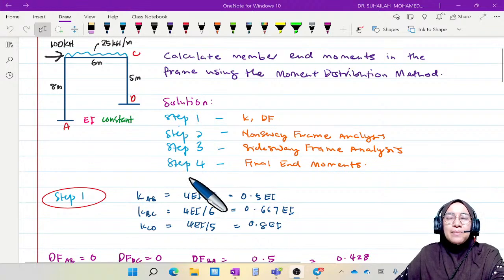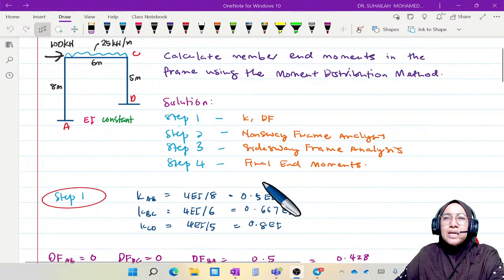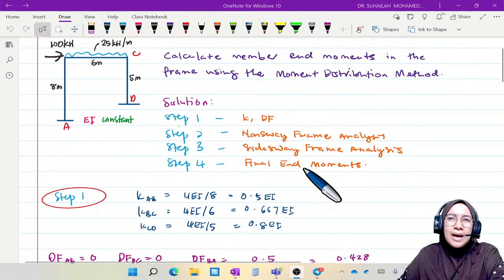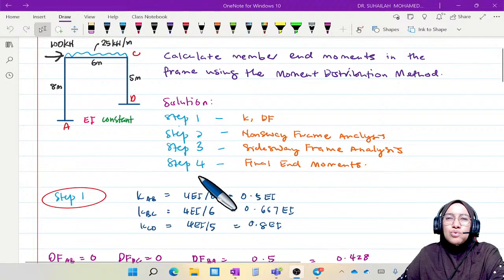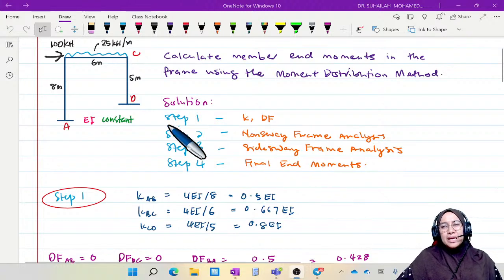So the last step, the final procedure, is the principle of superposition. We apply the formula we derived. We have calculated all the values, including M naught, M prime, R and R prime, and we need to substitute into this step, and we find the final end moments in the frame.